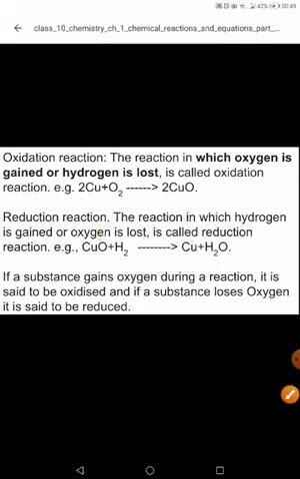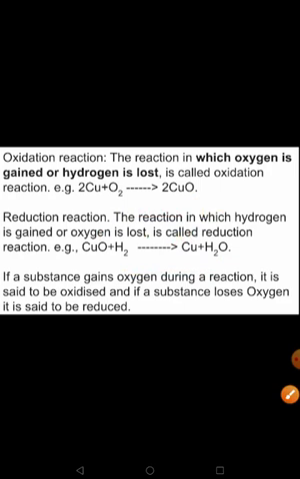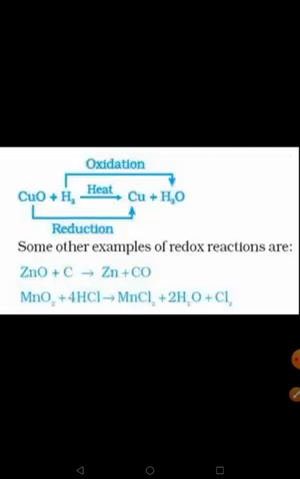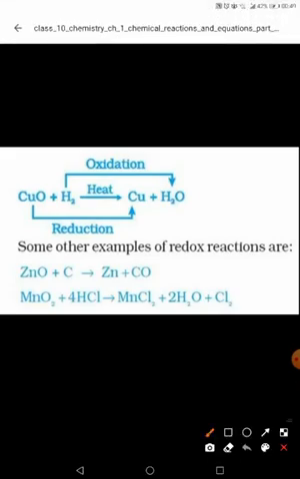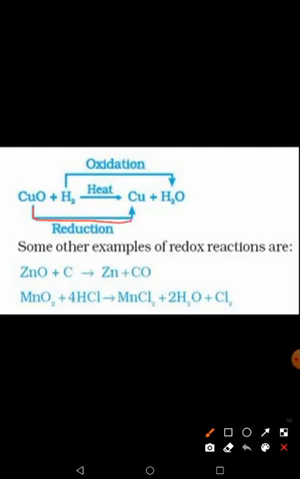Now, when a substance gains oxygen during a reaction, it is said to be oxidized, and when a substance loses oxygen, it is said to be reduced. Now, let's look at a few more examples of redox reaction which are given in your textbook even. So, the same example what we saw just now, copper oxide loses oxygen. It's undergoing reduction when there is loss of oxygen. Here hydrogen is gaining oxygen, so it is oxidation reaction. So these two are also examples of redox reaction.